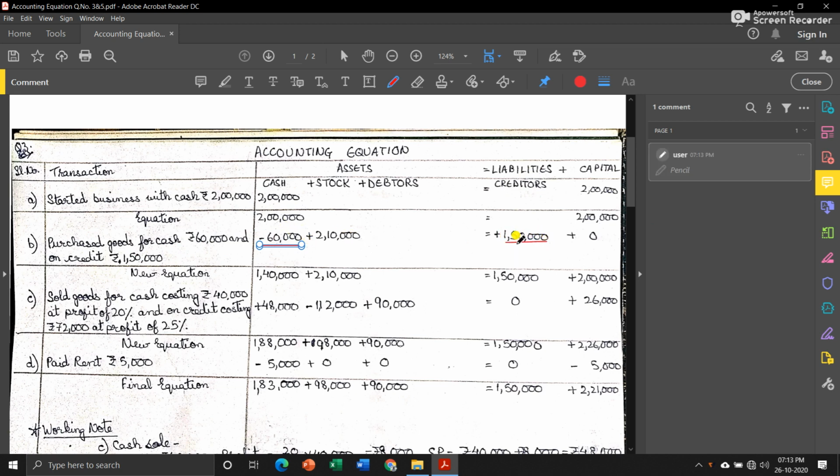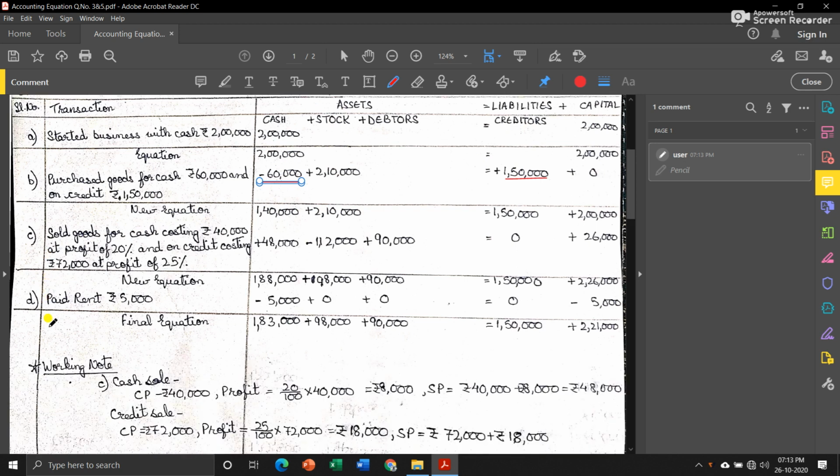Now altogether, if we add this 1,50,000 and 60,000, that means 2,10,000 worth of goods came inside his business. That means we will add 2,10,000 in stock because stock increased by 2,10,000. So new equation we got: 2 lakh minus 60,000, 1,40,000. Then stock new we have 2,10,000. Then creditors 1,50,000 and capital 2 lakh.